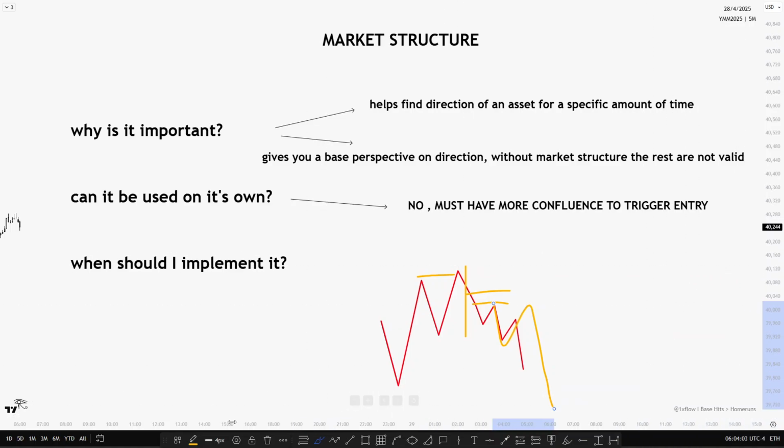So it cannot be used on its own. Do not look to try to use any of these concepts just by themselves. Instead, we must pair them together to allow for more confluence. More confluence, again, is going to allow for more conviction, which will mean more confidence and comfortability for you as a trader at the end of the day. So now, last question.